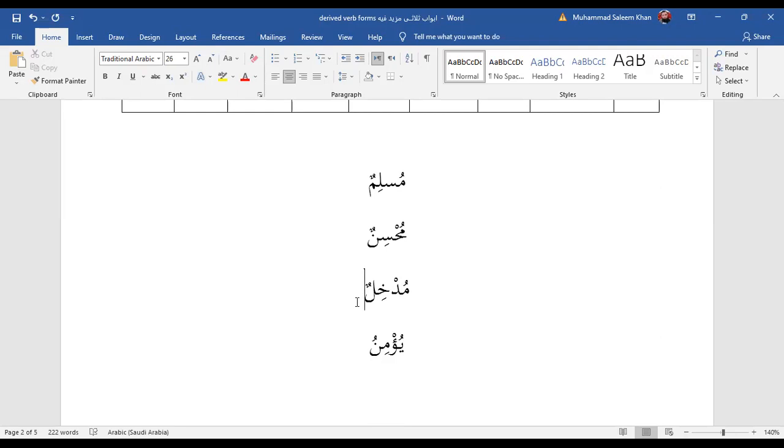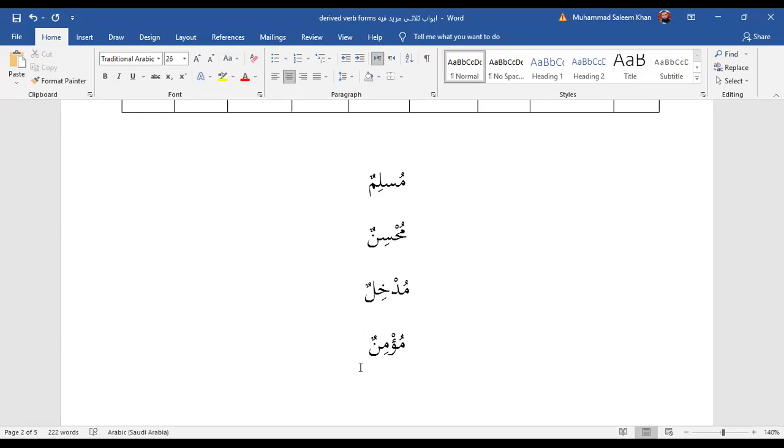And then this one is why I have decided to add one weak letter as well, so we get a taste of this as well. Amana, yu'minu, imanan, to believe. And from this, what will be the ismul fa'il? Mu'min, that's right. We have meem with dhamma, so it will be mu'minun, and the feminine will be mu'minatun.